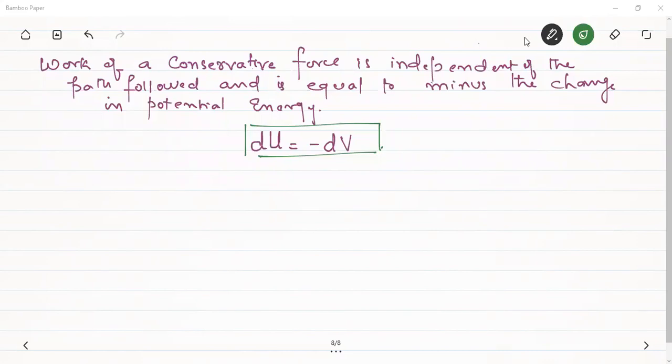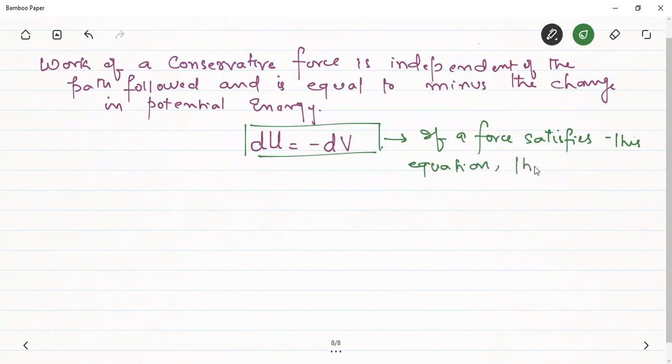Now let's make the conclusion of the discussion which we have been doing so far, and put it forward in the form of a statement written here. Work of a conservative force is independent of the path followed and is equal to minus the change in the potential energy. We have seen this result that the work done by the conservative force is equal to the negative of the change in potential energy. Thus we say that if a force satisfies this equation, the force is said to be a conservative force.